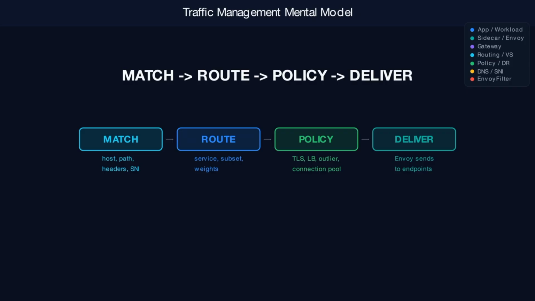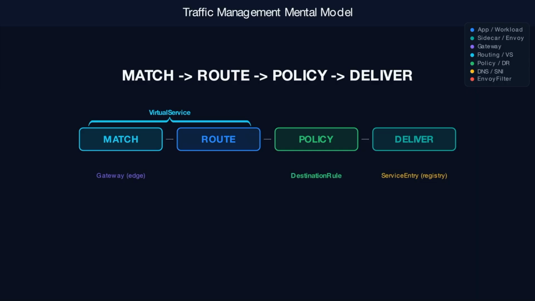Think of it like a highway toll system. The toll booth reads your license plate. That is match. It directs you to the correct lane. That is route. The lane enforces speed limits and safety rules. That is policy. And finally, your car reaches the destination.